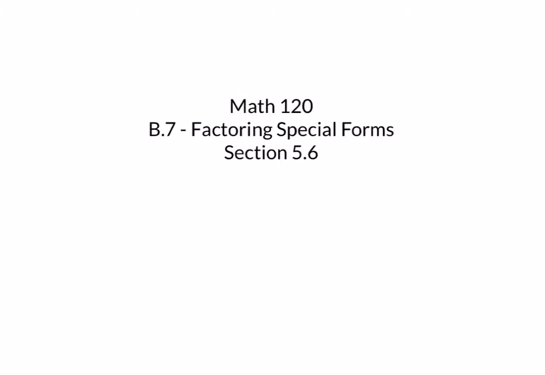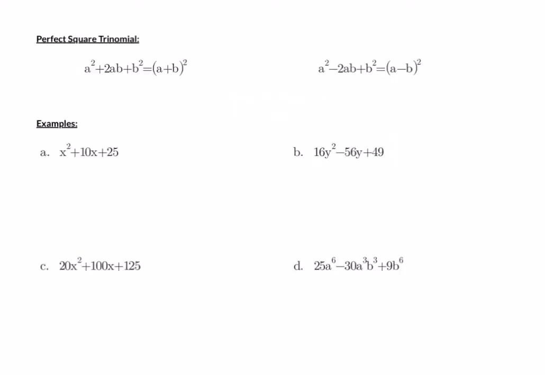All right, we have one section left for our factoring rules. The last one that we're going to look at is factoring special forms. This comes from section 5.6 of the book. We're going to look at two special forms. The first one is going to be a perfect square trinomial.